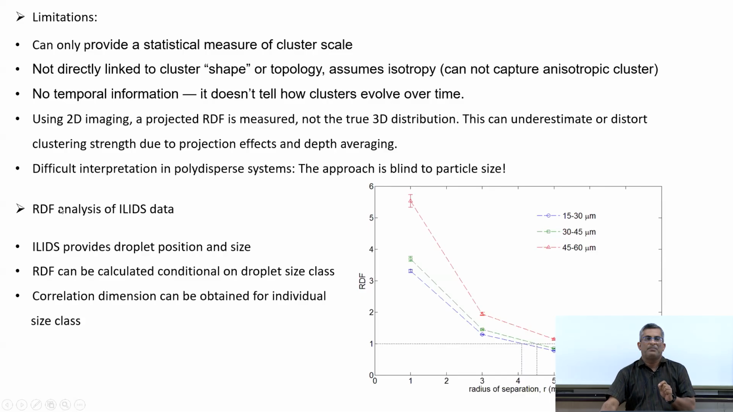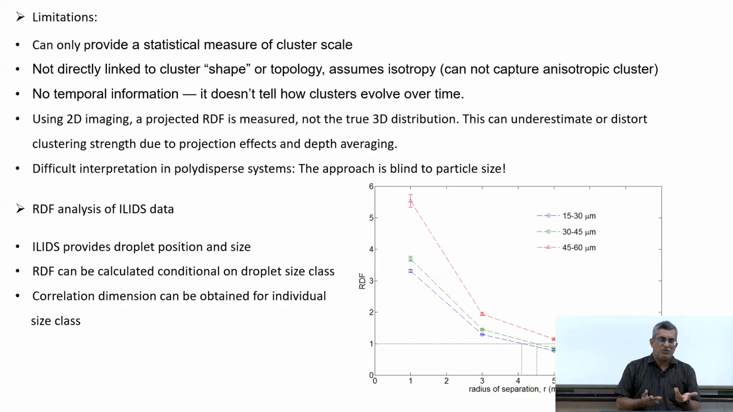If you remember ILIDS, in case of ILIDS we get a planar measurement of particle size. That is, we not only know the particle size, but we also know where the particles are. So, we can use the same analysis. The procedure is the same, but you can now do it conditional on particle size, or size class. So, you consider your size distribution.